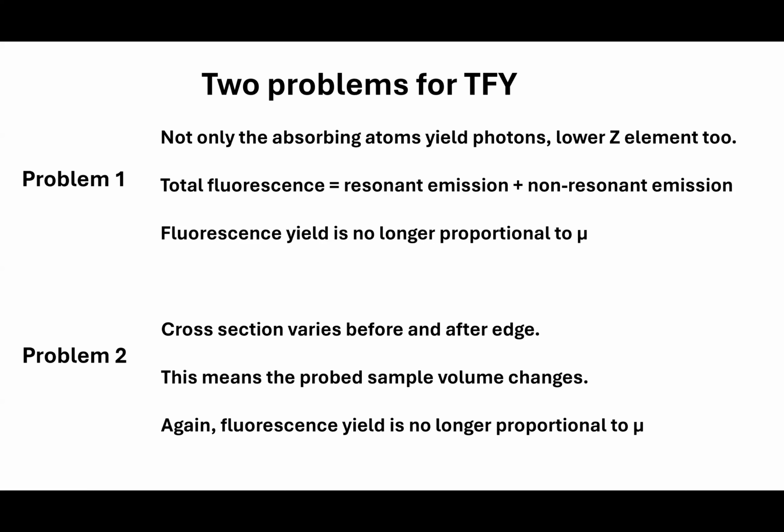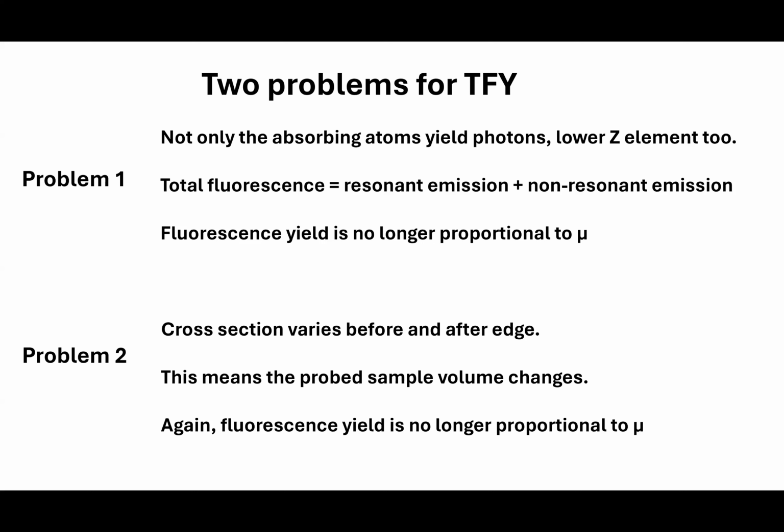Okay. And if you ask, how do we know which element that is coming from? That is because we have a vortex detector which can record the kinetic energy of the incoming photons. So we know where it is coming from. Okay, but let's get back to the problems. So that is problem number one: both resonant and non-resonant emission contribute to total fluorescence yield.